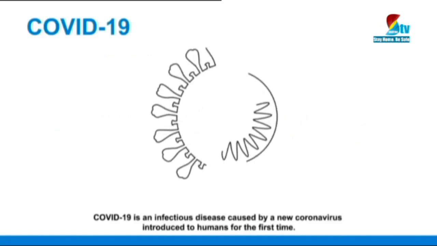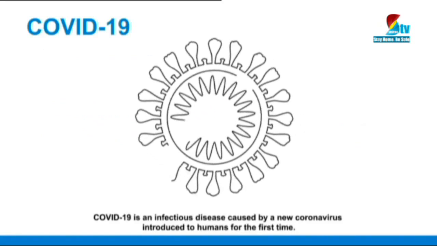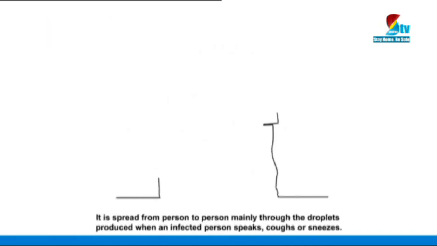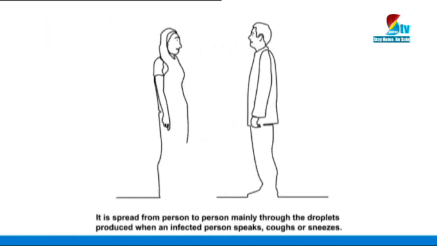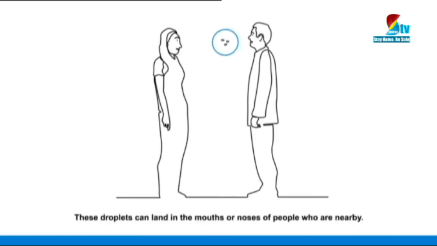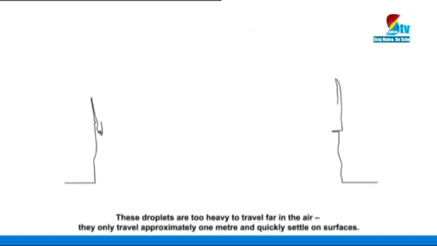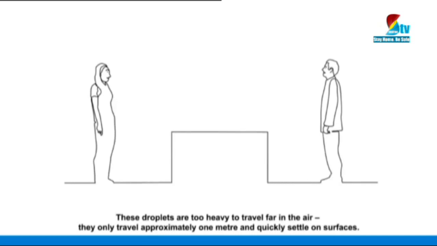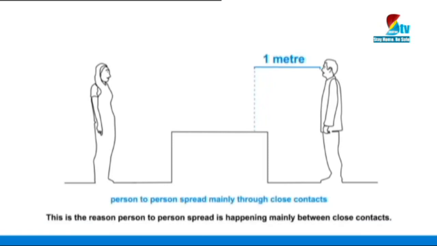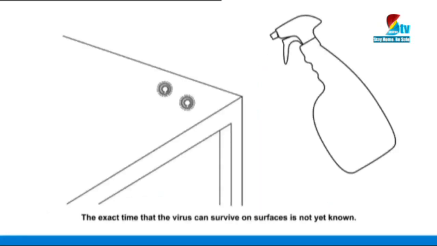COVID-19 is an infectious disease caused by a new coronavirus introduced to humans for the first time. It is spread from person to person, mainly through the droplets produced when an infected person speaks, coughs, or sneezes. These droplets can land in the mouths or noses of people who are nearby. These droplets are too heavy to travel far in the air. They only travel approximately 1 meter and quickly settle on surfaces. This is the reason person-to-person spread is happening mainly between close contacts. The exact time that the virus can survive on surfaces is not yet known.